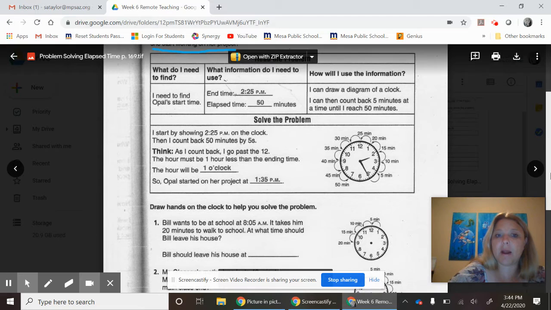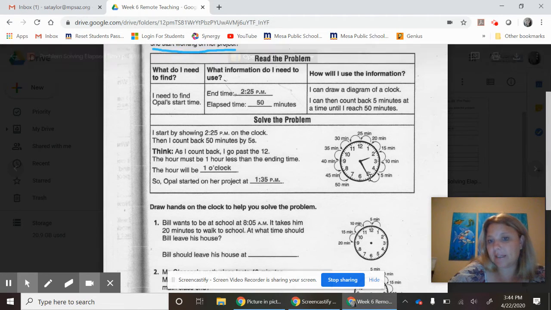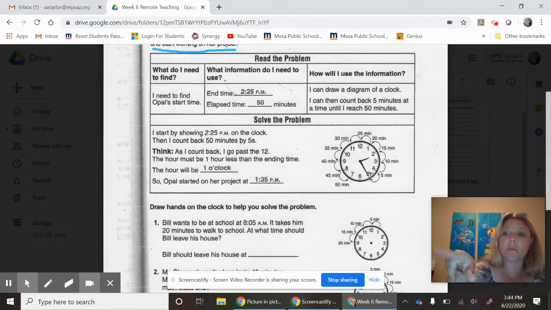So they drew a diagram of a clock. And they found where 2:25 is. That's where the hour hand, remember the shorthand, the minute hand's the long hand. They drew a picture of 2:25. And they know that this is the end time. So they need to figure out the beginning time, which means you need to go backwards on a clock. Remember, a clock always goes clockwise like this. We're going to have to go backwards, counterclockwise.